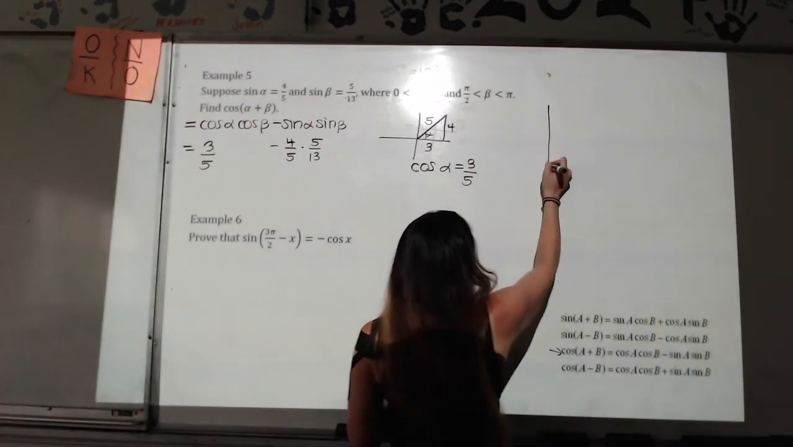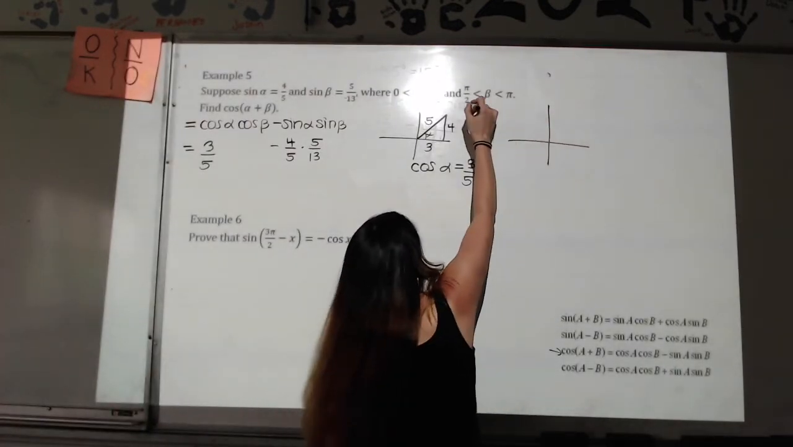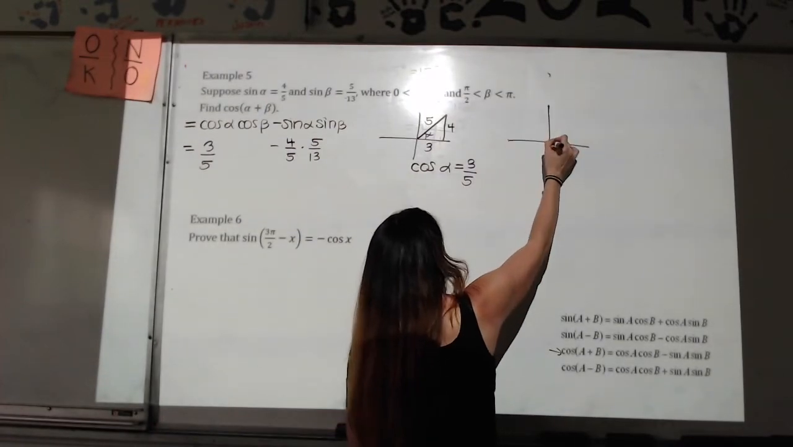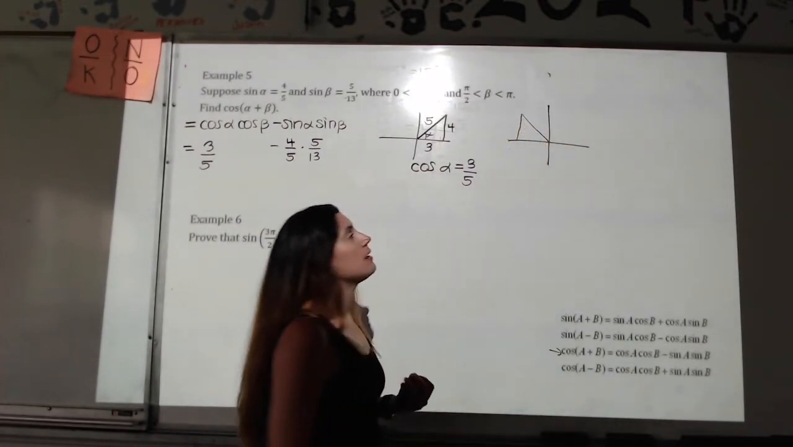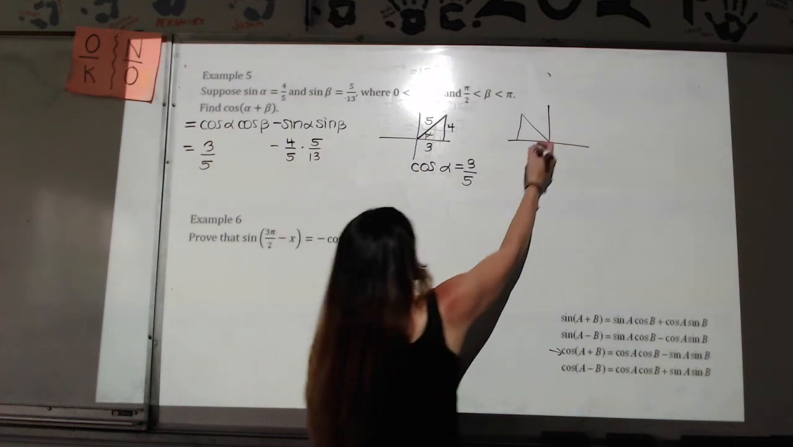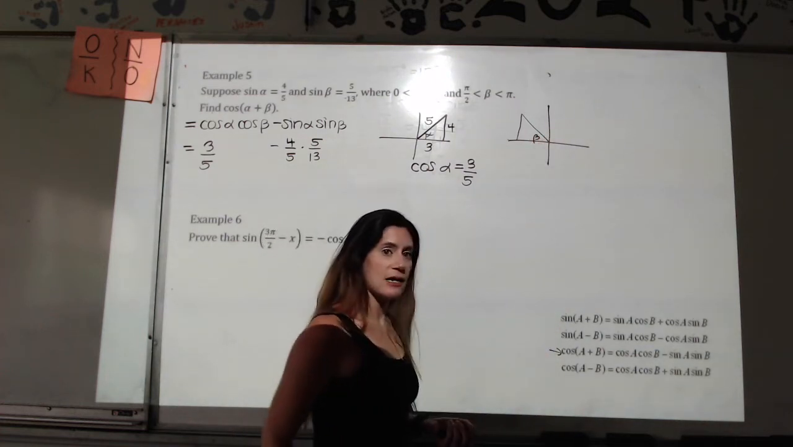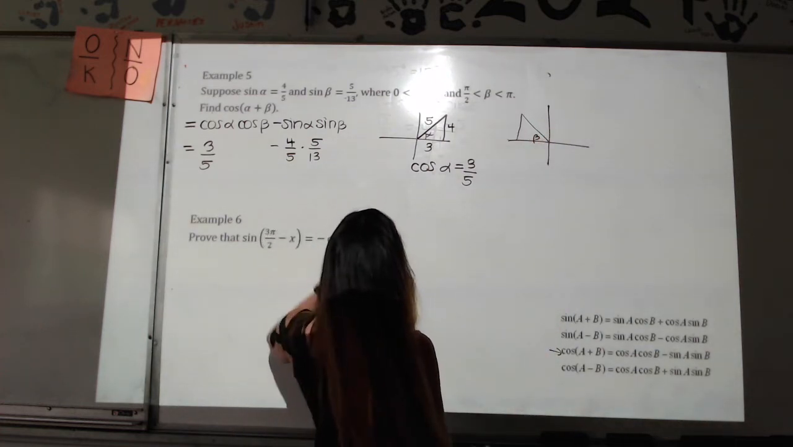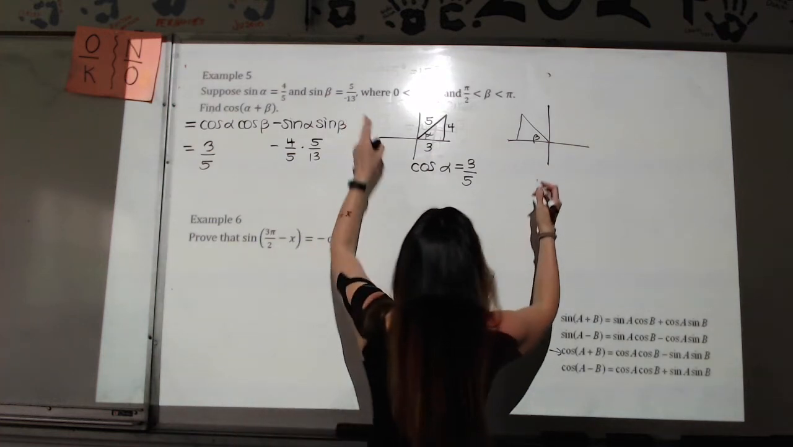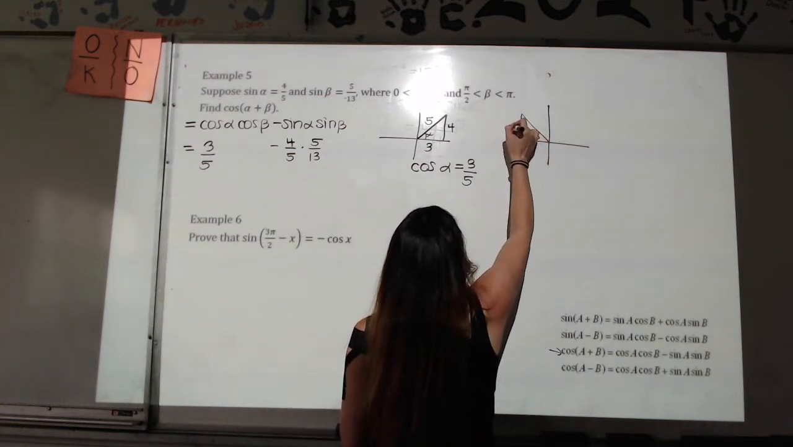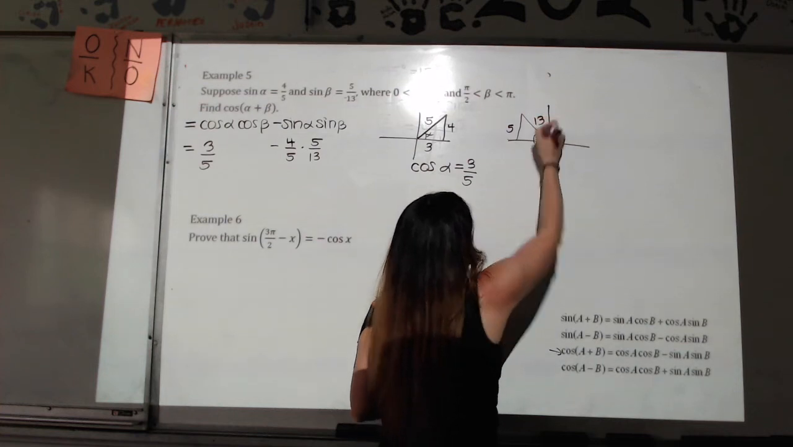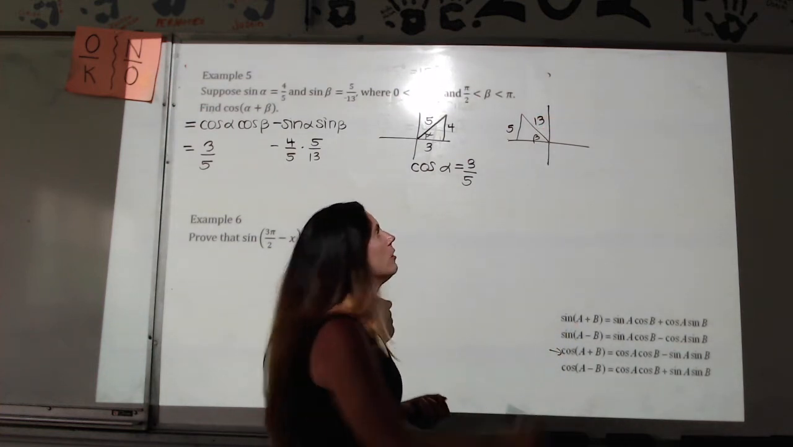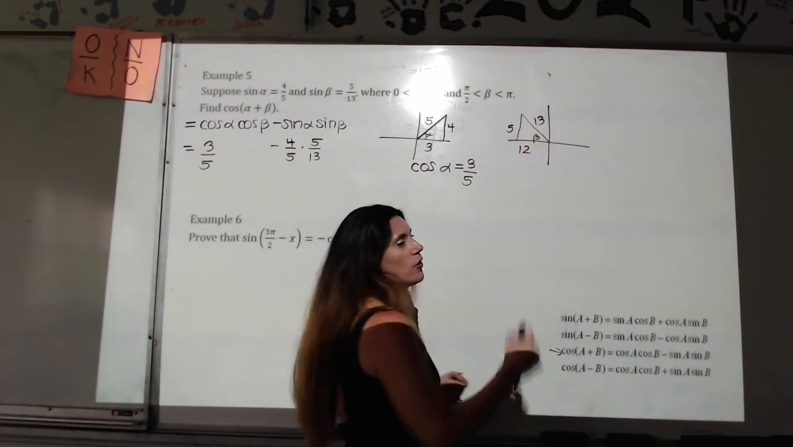For beta, the other angle, they tell you that it's between pi over 2 and pi. That means that one will be in the second quadrant. And we'll do beta as our reference angle. Also, remember that's the same thing. And they tell me the sine is the opposite, 5, over the hypotenuse, 13. This is also a triple, 5, 12, 13.